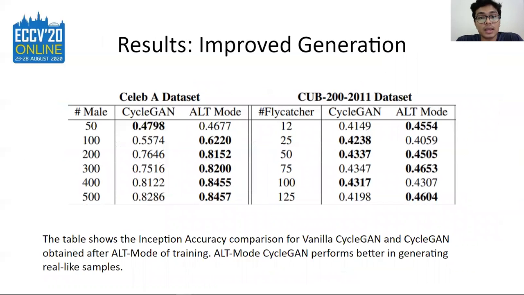This table shows the inception accuracies for the vanilla CycleGAN and the CycleGAN obtained after the end of the alternate mode of training. It is clear that alternate mode of training helps the CycleGAN learn better representations by additional knowledge which is provided by the classifier. The corresponding results for horse to zebra dataset can be found in our paper.